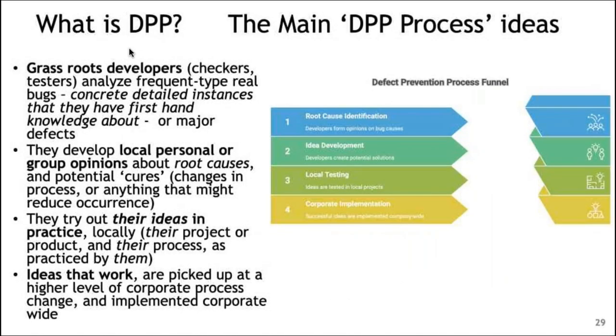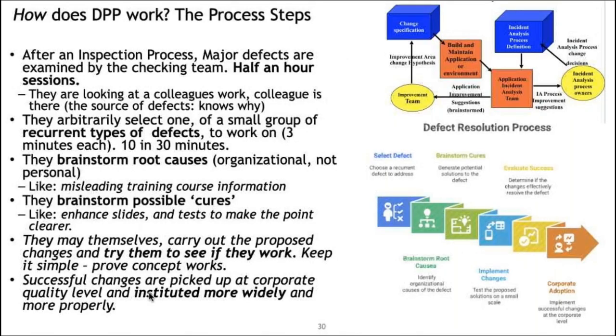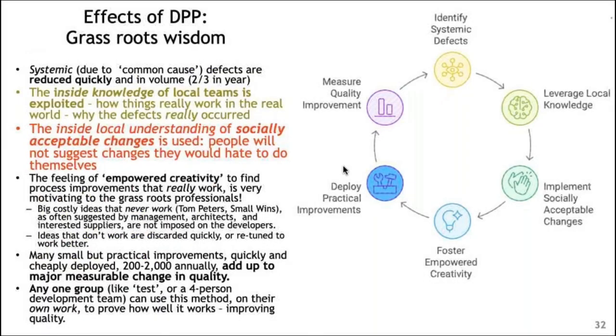Okay. So what is defect prevention? Well, by now, the grassroots developers look at their own work and their own faults. They develop and try out ideas and then spread them to the larger organizations. Here's another view of defect prevention in process steps, and you can study that at your leisure. Okay, so what's happening, bottom line, with defect prevention?